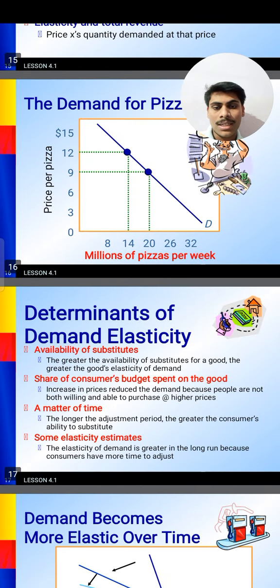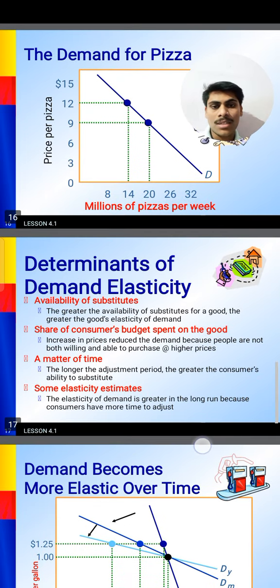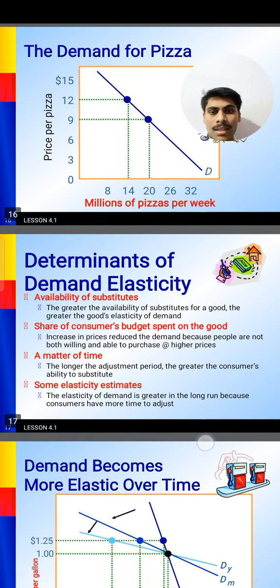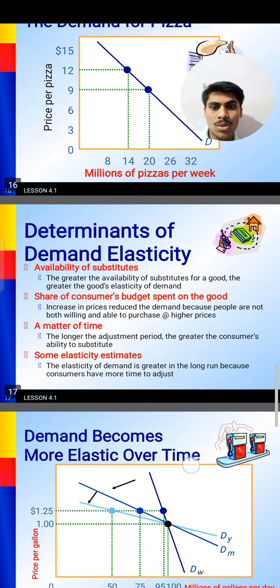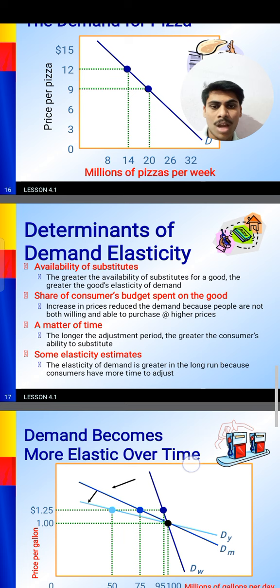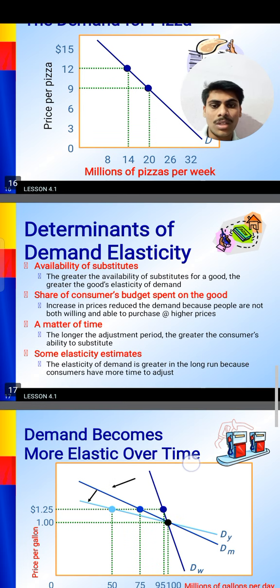Next we can discuss the determinants of demand elasticity: availability of substitutes, share of consumers' budget spent on the good, a matter of time, and some elasticity estimates. These are the terms included among the determinants of demand elasticity. First we can go for availability of substitutes.